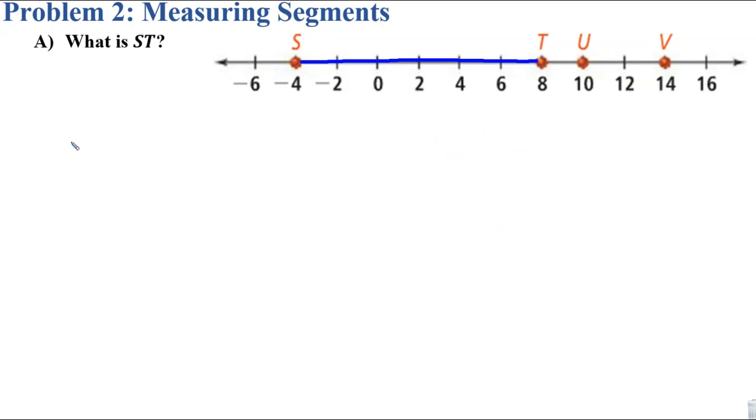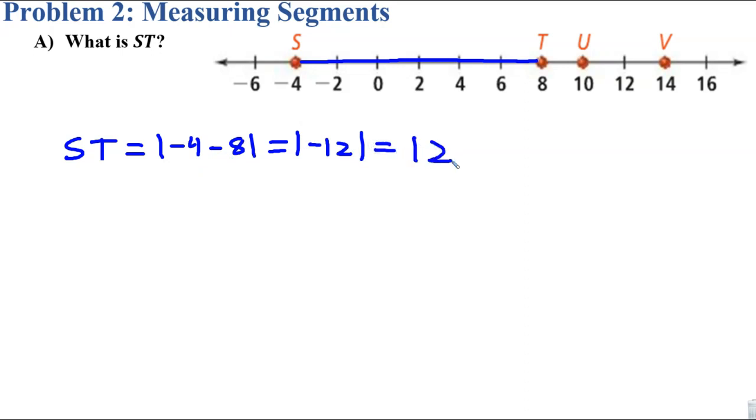All right, so we said that ST is just equal to the absolute value of the difference of my coordinates. So S is at -4. So we'll go -4 minus the T value, which is at 8. Okay, -4 minus 8 would be -12, so the absolute value of -12, which is equal to 12. Remember, the absolute value makes our positive numbers positive and negative numbers positive as well. And again, the reason I have the absolute values, I don't need to worry about what order to subtract these in. I'll always get the positive answer.